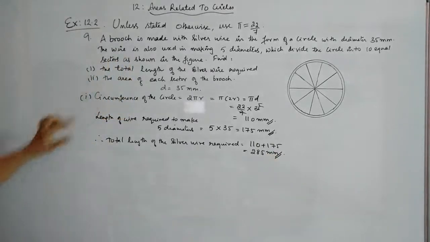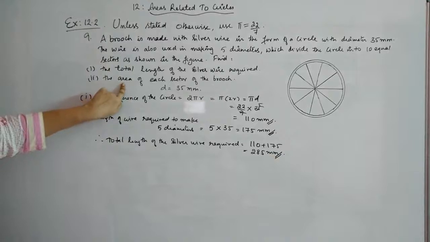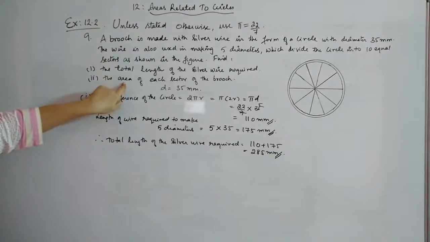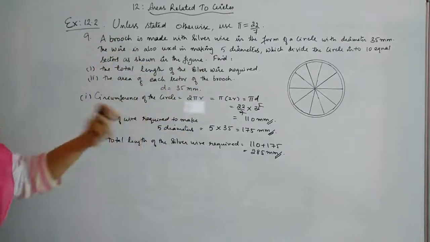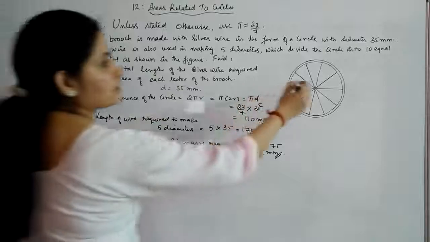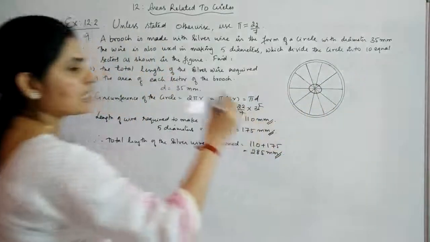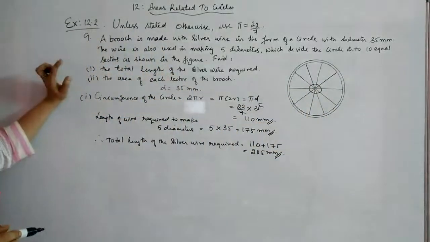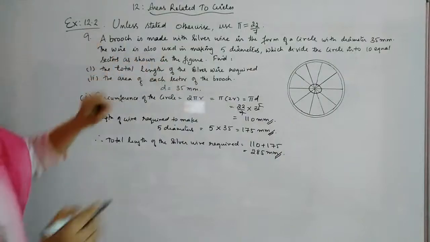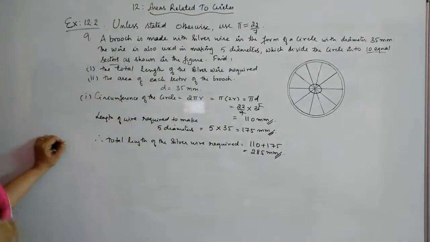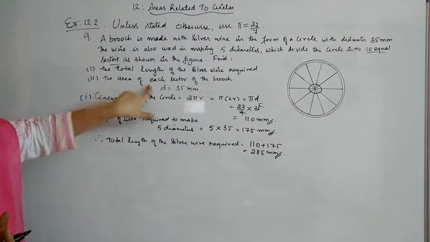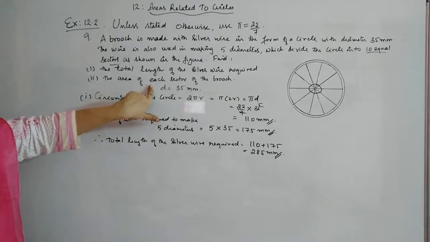Now for the second part, you have to find out the area of each sector of the brooch. For each sector, how much has it been divided into? Each one has the same angle at the center. In total you have 360, and it has been divided into 10 equal sectors. So how will you find the angle of one sector? That's what you need to find out first. In order to find the area of the sector, you need theta, right? So how will you get that theta?